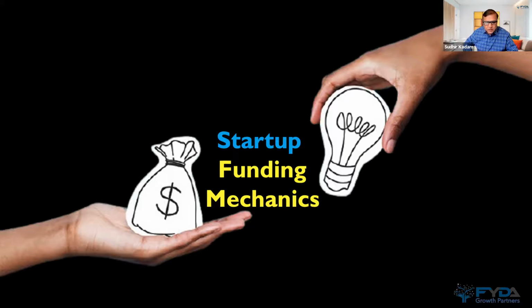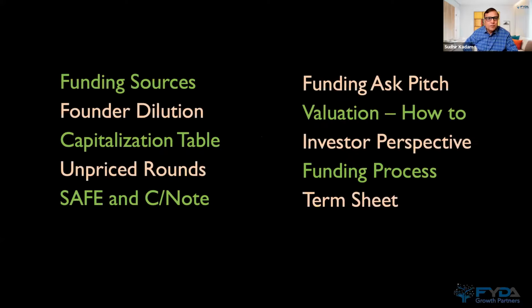Essentially, what we are going to do today is talk about funding sources, which was covered in that presentation, but I will briefly touch upon that. Then we will talk about dilution. I think a lot of founders don't understand how dilution works. Then, there was a request from some of you to talk about cap tables, or capitalization tables. So we'll talk about that. And then we will talk about unpriced rounds. We will talk about SAFE and convertible notes. And if you remember, last time I mentioned that there is an elevator pitch to ask for funding.